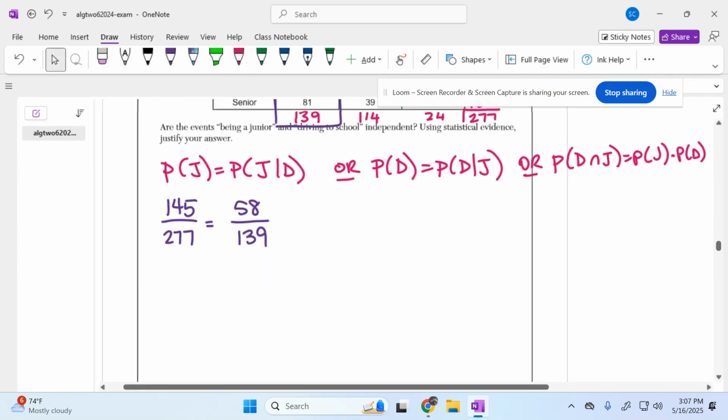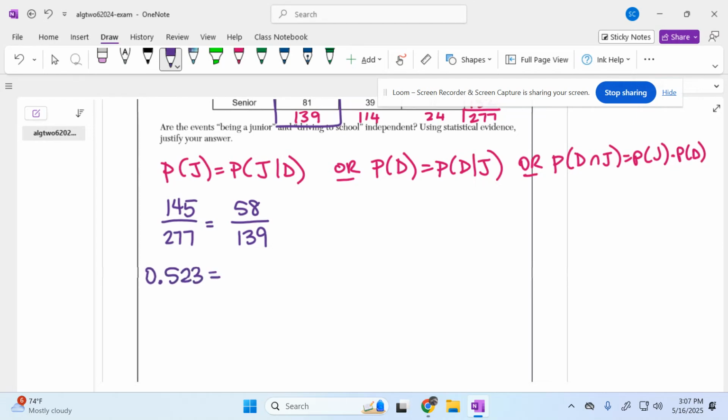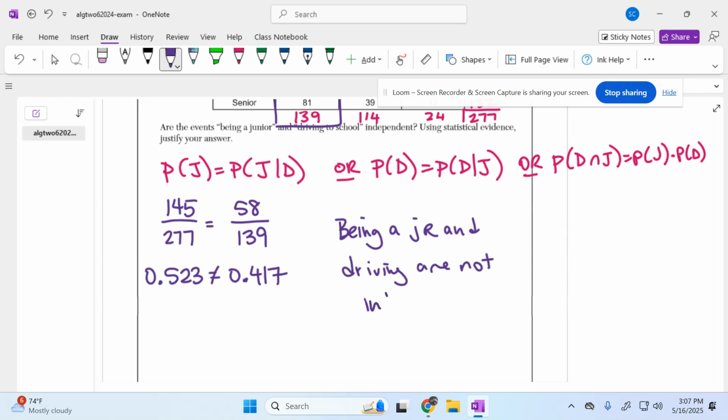Well, if we find those two numbers as decimals, we can compare these fractions a little bit easier. So the first one is a 0.523 probability. The second one is a 0.417 probability. Notice those are not the same. If they're not the same, they're not independent. So we can say being a junior and driving are not independent because the probability of being a junior is not the same as the probability of being a junior given the fact that we are driving to school.